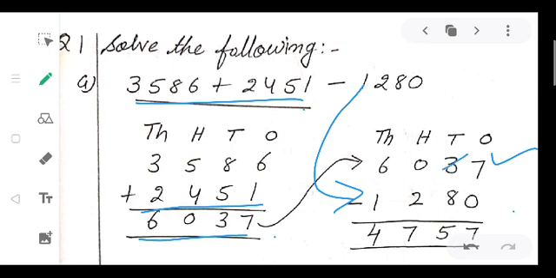3 was small, so we tried to borrow from 100, but the 100 place is 0, we can't borrow from here, so we directly borrowed from 1000 and 1000 has given borrow to 100. Now it becomes 1000, but 1000 gave borrow to 10, so here it becomes 1310 and here remains 900. 13 minus 8, 5. 9 minus 2, 7. 5 minus 1, 4.